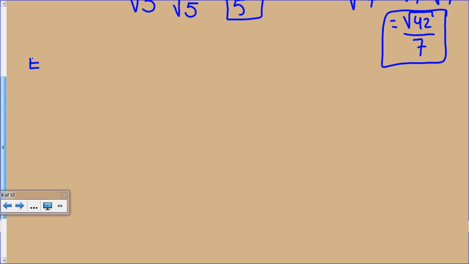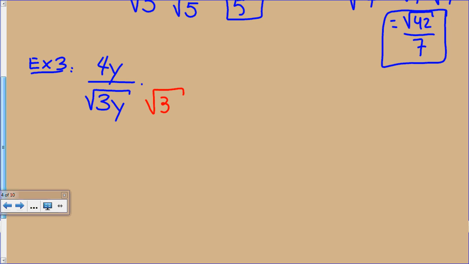Okay, number 3. Same type of problem. 4y all over the square root of 3y. Okay, we'll start with the numbers. How many 3's do you see? How many more do you need? How many y's do you see? How many more do you need? Yes, 1. Do those 3s cancel? No.